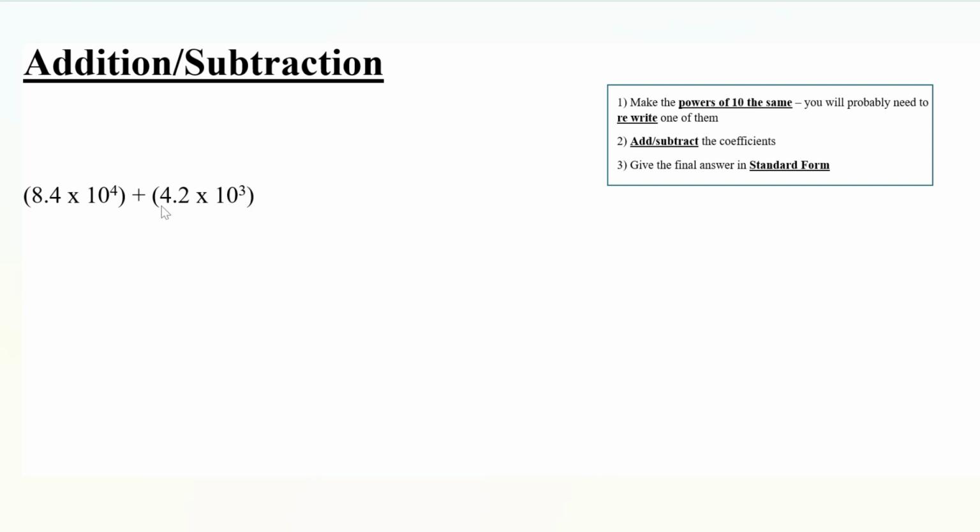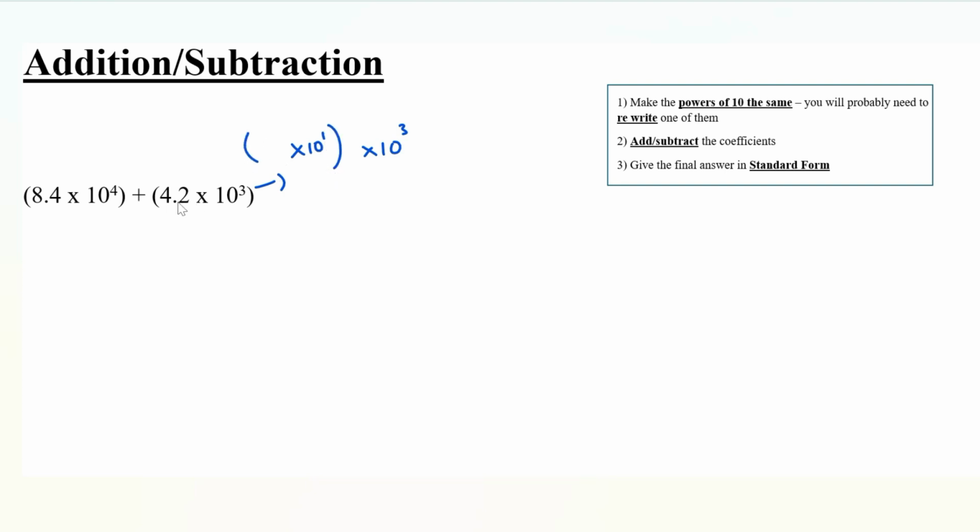What we could do, we could rewrite this bracket to make it times 10 to the power of 4. So the way we would do that is we would have 10 to the power of 3 here as normal, and we want to add 1 to this power. So we are going to be multiplying something by 10 to the power of 1.